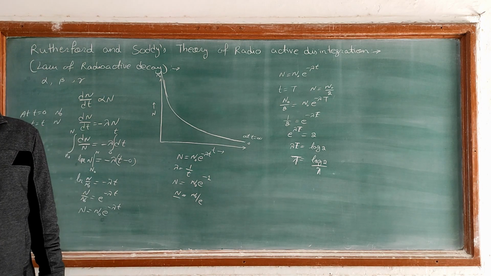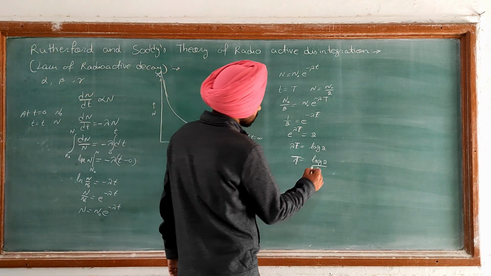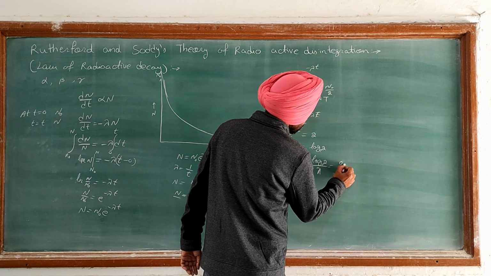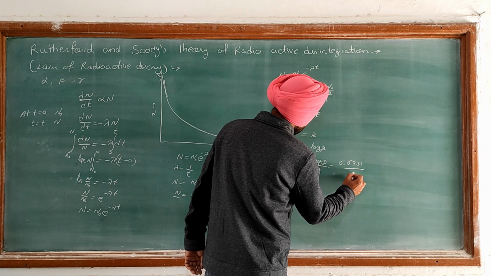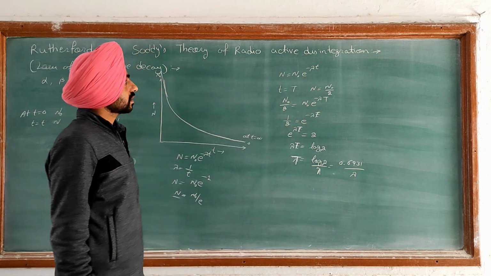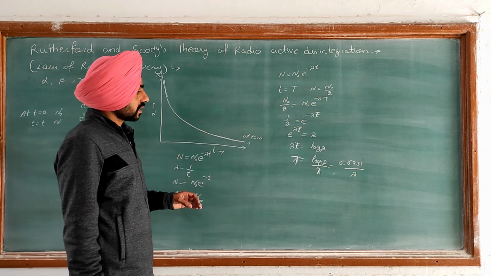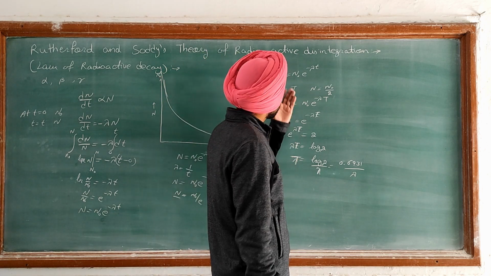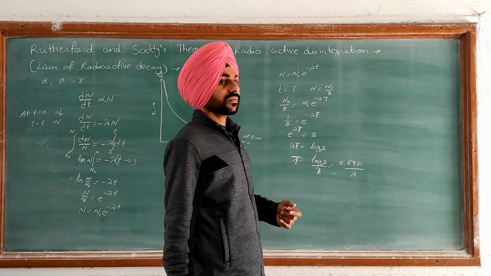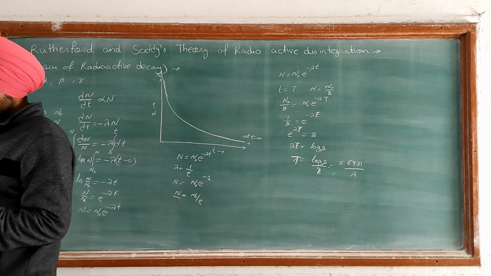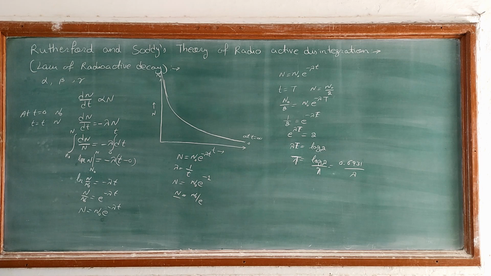So this log 2 is 0.693, and T = 0.693/λ. This is the half period. That means in this time period the number of atoms is reduced to half of its original value. That time period is called half life. This gives the relation between half life and the decay constant lambda. For example, for radium the half life is 1590 years, and for uranium it is 5000 million years.